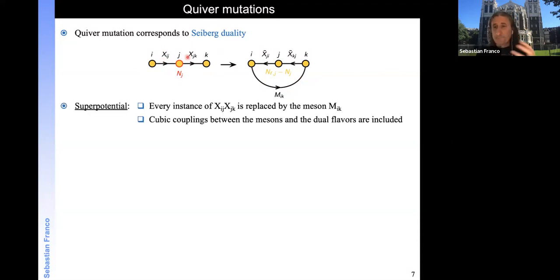But then you also have to modify the superpotential, which consists of many terms. Some of them might involve combinations of fields that go through the mutated node. Here, you have a piece that is xij, xjk. So you eliminate the passing through node j by replacing this by a meson. And then for every meson that you introduce, you add a cubic coupling to the superpotential between the mesons and the dual flavors. Okay? So that's the usual Seiberg duality rule.